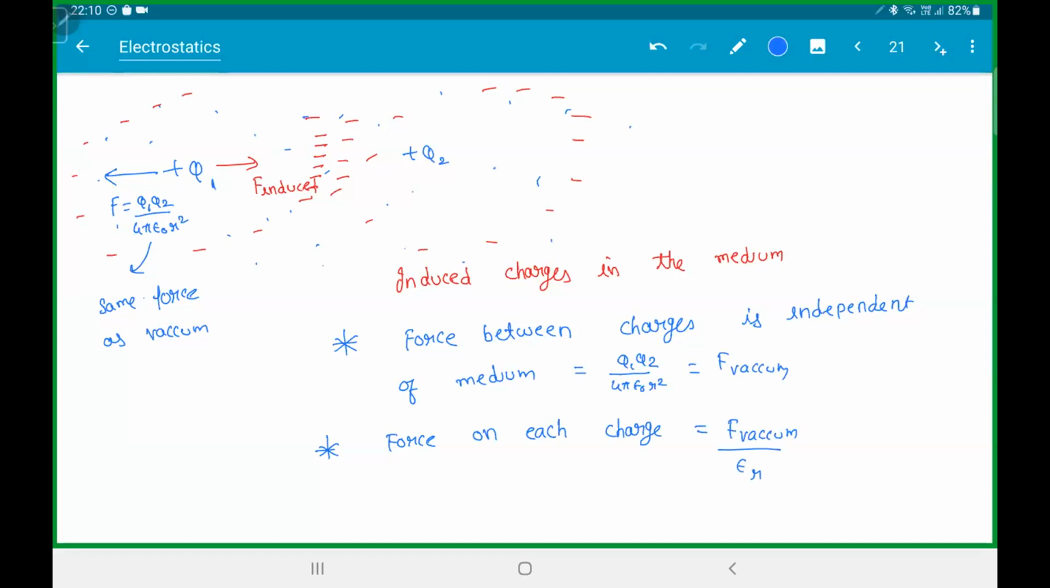Just think about it. If I ask you what is the force between Q1 and Q2, why do I care what this force is, isn't it? But if I ask you what is the net force on charge Q1, then it will matter, right? Net force will matter, but force between them will not matter. I hope that was clear.